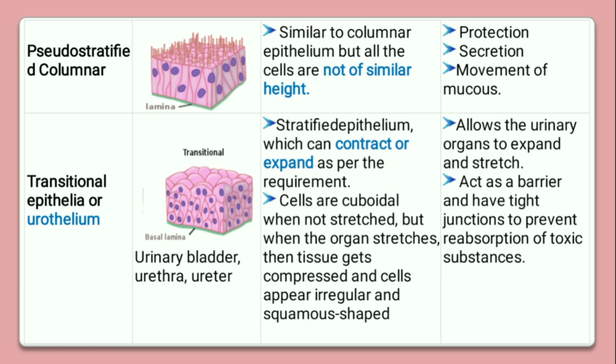Now let's see the transitional epithelium, or you can say urothelium. The location of this transitional epithelium is in the urinary bladder, urethra and ureter. So this is the location. Now this is a stratified epithelium which can contract or expand as per the requirement. Cells are cuboidal when not stretched, but when the organ stretches, the tissue gets compressed and cells appear irregular and squamous in shape. This is the structure where you can find this type of tissue, in the urinary bladder. You need contraction and expansion, so because of that, this type of tissue is found in the urinary bladder.